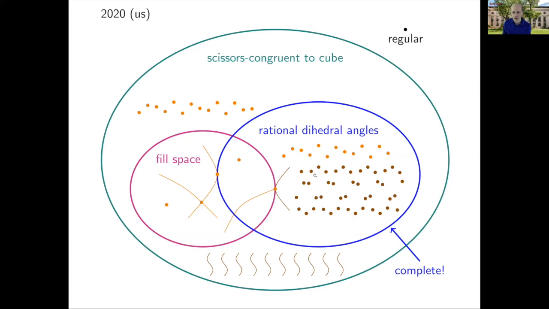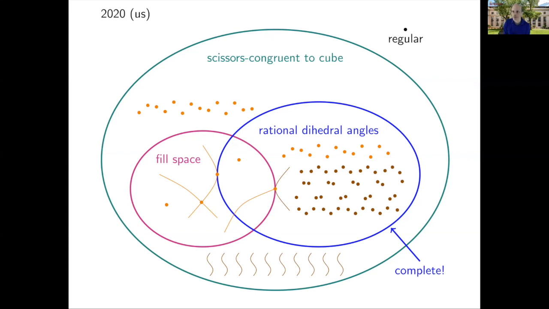Actually, I should say, we don't actually know about all these tetrahedra here. We don't know whether some of these might actually fill space. It's kind of hard to tell, if I give you a particular tetrahedron, whether it can or cannot fill space, because there are so many ways you could try to put them together. So this is where things stand as far as this problem goes.